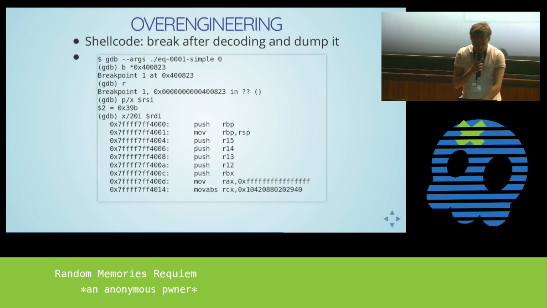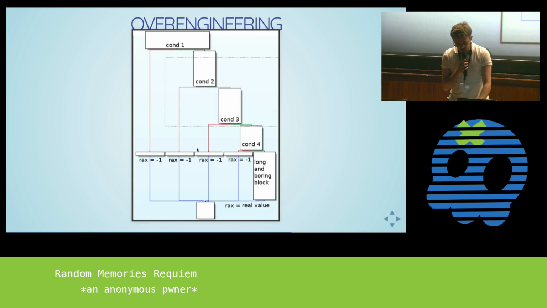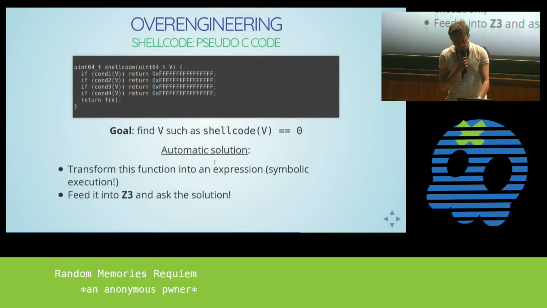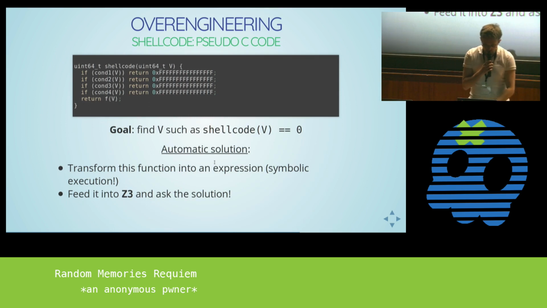One trivial thing to do is to break after it's decoded and then dump it. If we open it in IDA, we see that we have 4 conditions that are computed from the input. If these 4 conditions are valid, we've got some computation, and this computation returns the value. If one condition is not good, it returns -1, and so it's not the good value. If we put it in a small pseudo C code, basically the shellcode is like that. And so the goal is to find a value such that this function returns 0.